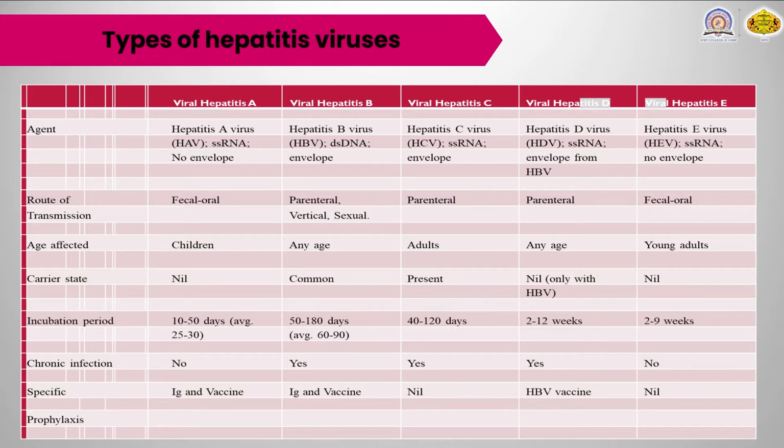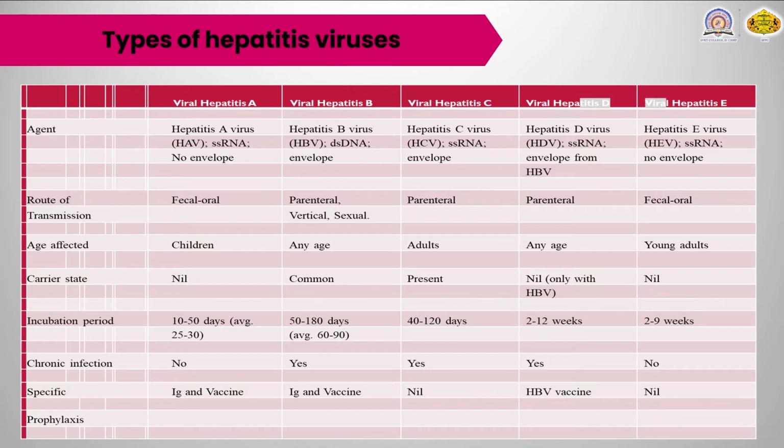Hepatitis B is transmitted by the parenteral route; vertical transmission and sexual transmission are also there. Hepatitis C is again parenteral transmission, hepatitis D is again parenteral transmission, and hepatitis A, similar to your hepatitis E, is fecal oral route. So, moving on to the next, the age group of humans that are infected.